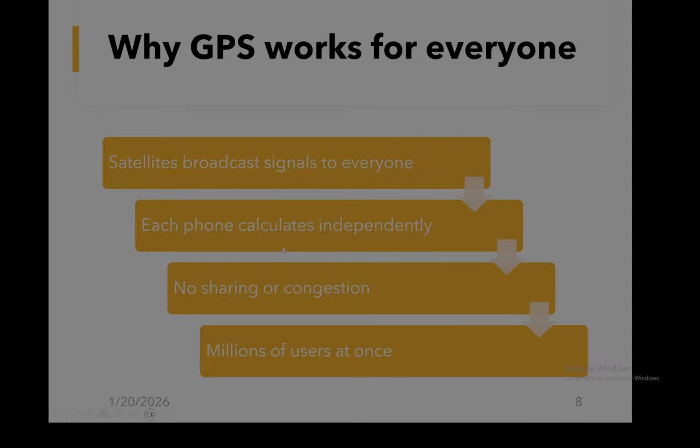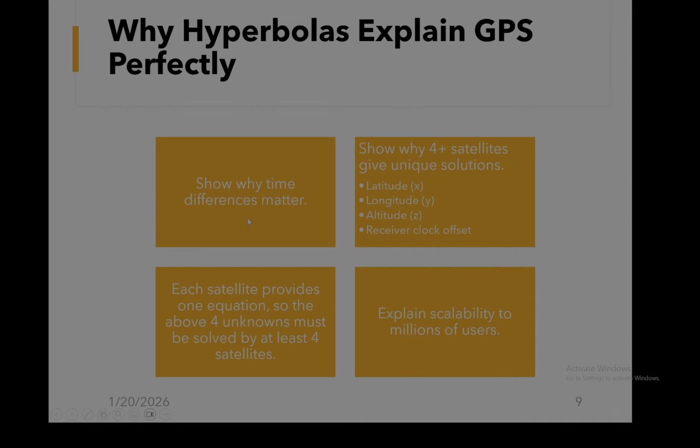Satellites broadcast signals to everyone. Each receiver calculates independently, with no sharing or congestion, even with millions of users at once. This shows why the time difference matters, and explains why we need four or more satellites to give a unique solution. We need to measure latitude x, longitude y, altitude z, which is three dimensions, and the receiver clock offset. I mean the clock time. Everybody's phone has its own clock time too. Each satellite provides one equation, so the four unknowns must be solved by at least four satellites. We need four satellites to get one point, which is our location.